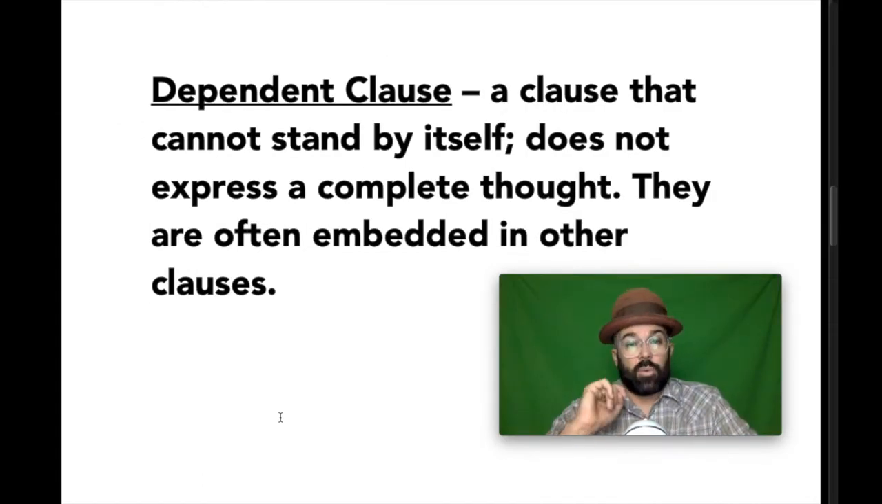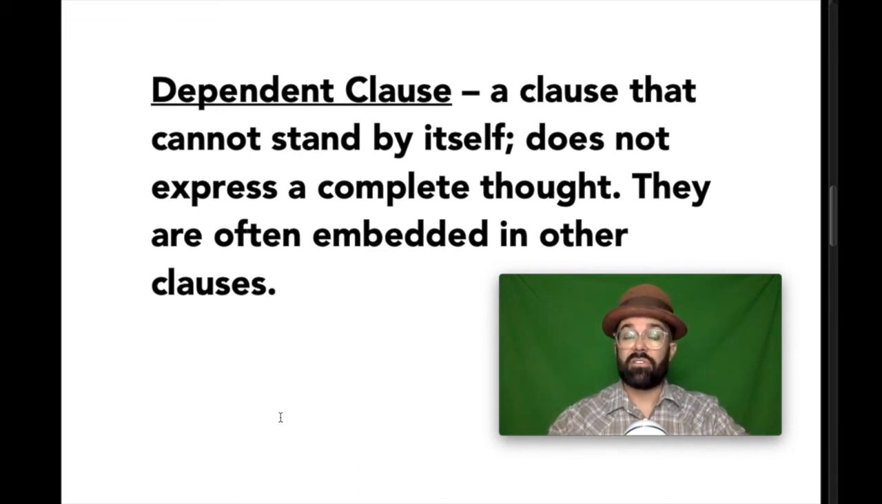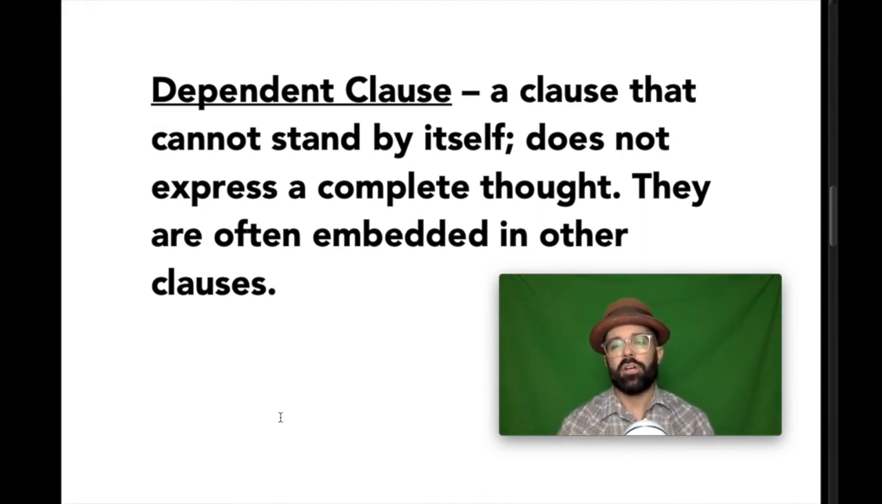And finally, we have the dependent clause. So this depends on other things. This is not independent. It is a clause that cannot stand by itself. It does not express a complete thought. They are often considered to be embedded in other clauses. But essentially, while they have a subject and a verb, a subject and a predicate, they have some other word that makes them depend on something else. And usually what they depend on is an independent clause. The dependent clause leans on the independent clause.